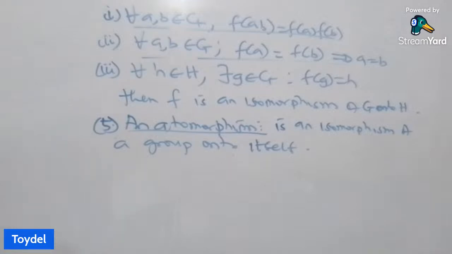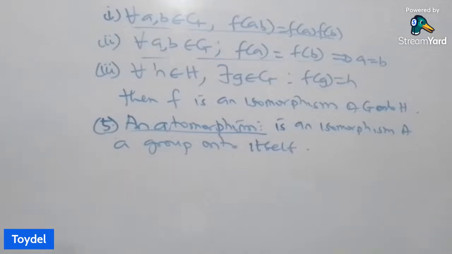So under automorphism, we have an isomorphism of a group onto itself, just like an endomorphism. Endomorphism is a homomorphism from a group onto itself. Okay, so under this automorphism, that's what we are going to get. We are going to take 2 or 3 examples, then we close the class.